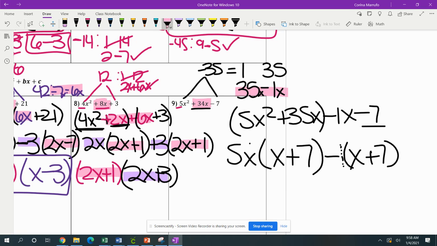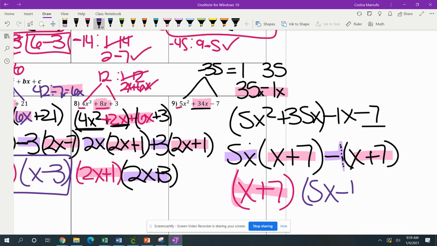Okay, so here they both have an x plus 7, so I write it out here, x plus 7. And then we write whatever's left over. So we're left with a 5x, and then minus, remember there's an invisible 1 right there. So it'll be 5x minus 1.